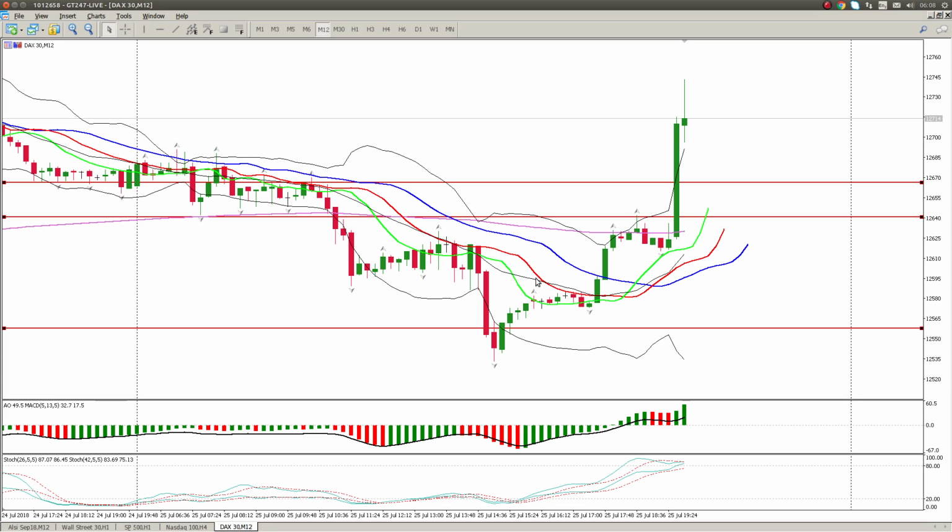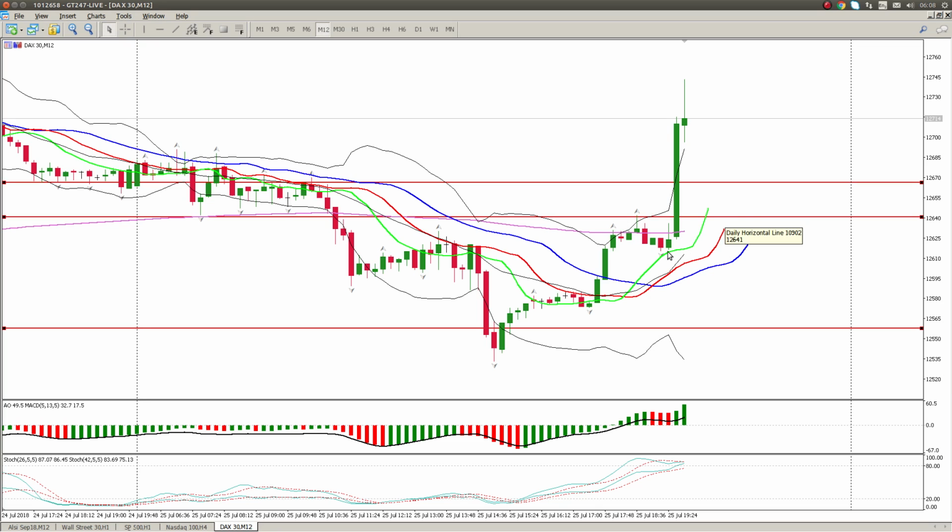Okay, so that's kind of my view on this at the moment. We're looking for a pullback, and so long as we're above the alligator on the 12 minutes, this is the uptrend, and we trade the uptrend until that changes. Okay, so that's kind of my play on this. Wait for the pullback, see that we get some kind of bullish action, hopefully around 12,640, 12,650, somewhere around here, and then another trade to the upside. Okay.